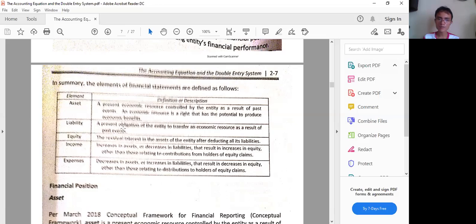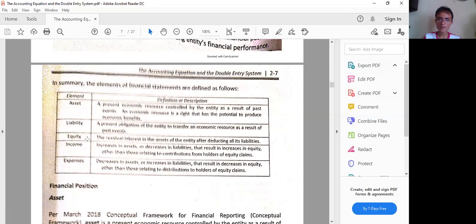Liability, on the other hand, is a present obligation arising from past events, which would involve the settlement or payment of economic resources. So normally we transfer economic resources or assets specifically to settle them. Equity, on the other hand, is the residual interest. This is what is left after we deduct liabilities from assets.